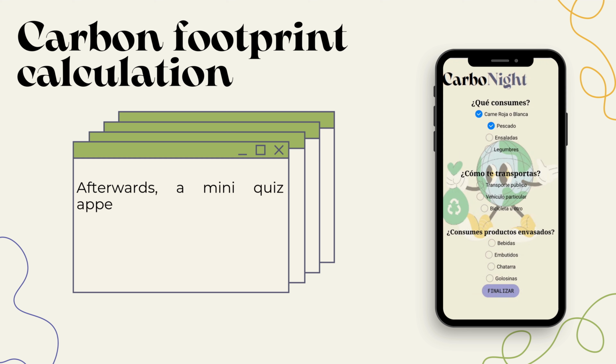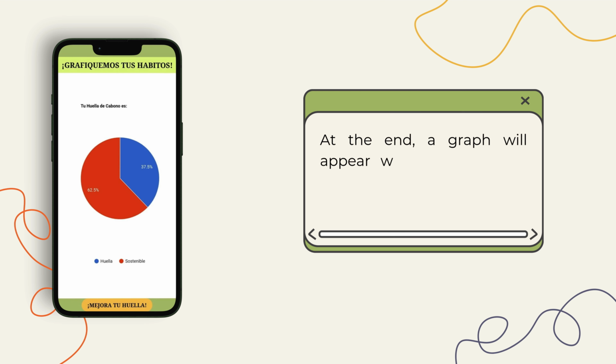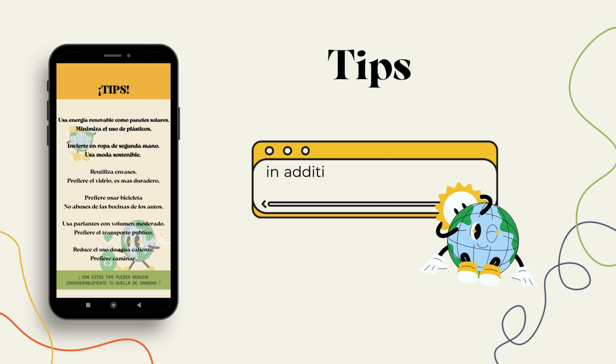Afterwards, a mini quiz appears with questions about our basic habits, such as food and transportation. At the end, a graph will appear with a record of the carbon footprint that is produced that day, in addition to giving you tips to improve your habits.